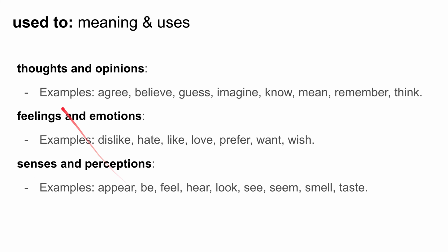Okay, moving forward now, some other examples of stative verbs or non-action verbs are, for thoughts and opinions, such as agree, believe; feelings and emotions such as dislike, hate, like, love, prefer, wish; senses and perceptions, appear, be, feel, hear, look, see. We use these with used to usually. Okay, use that instead of would.